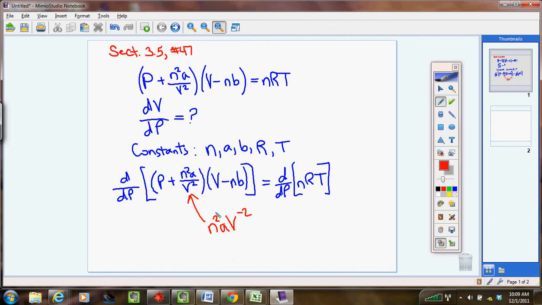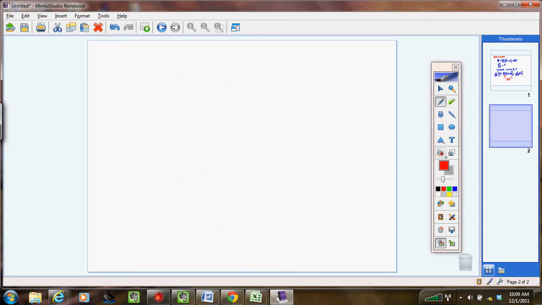I'm going to go on to the next page and take the derivative on that page rather than try to squeeze it at the bottom of that one. Alright, so the derivative of the first term. The first term had a p in it, or the first factor. Derivative of p with respect to p is just 1. That should be pretty straightforward. And then we have to add to that the derivative of the second factor. That was that n squared a times v to the negative 2.